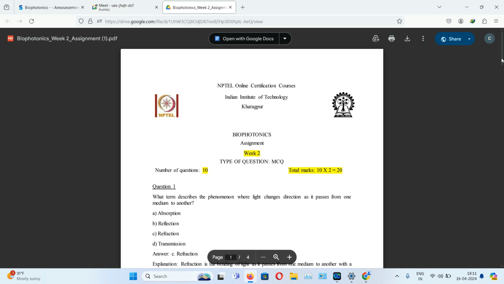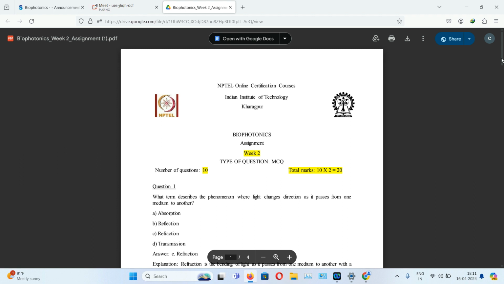So, question number one. What term describes the phenomenon where the light changes direction as it passes from one medium to another? There are four options. One is absorption, second is reflection, third one is refraction, and fourth one is transmission. Now we know that the answer is refraction. So let us discuss what these different phenomena are, which are already given in the question.